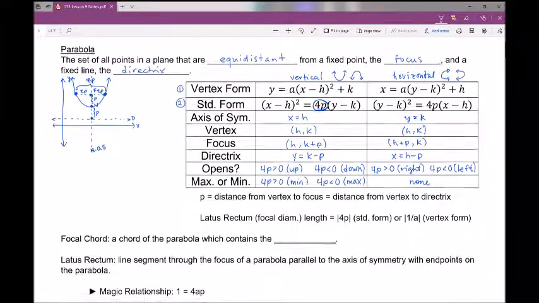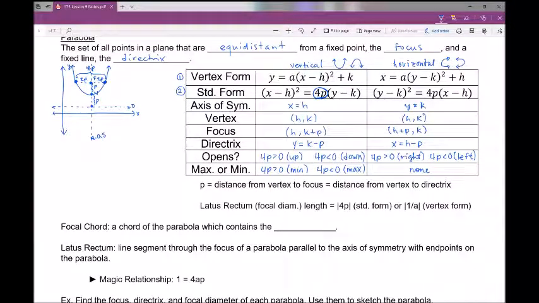Okay? So maybe I should define p at this point. So this variable p that we've been dealing with is the distance from the vertex to the focus, but it's also the distance from the vertex to the directrix. So p turns out to be a really important letter when you're dealing with parabolas. And we also have this idea of the focal diameter. So as I drew in that first picture, we know it has a length of 4p, okay? And another name for the focal diameter is the latus rectum, so you might see that as well in your textbook. So just be familiar with those different names.